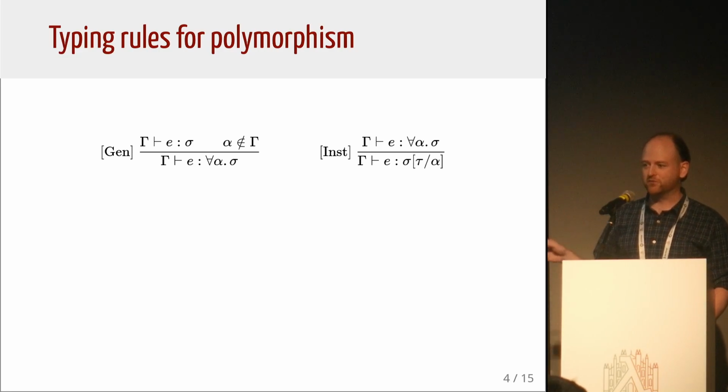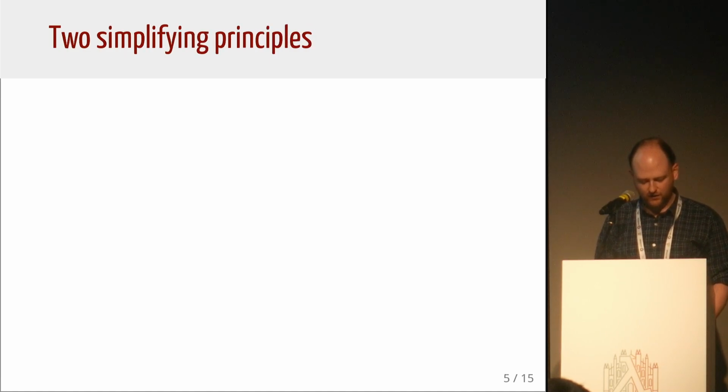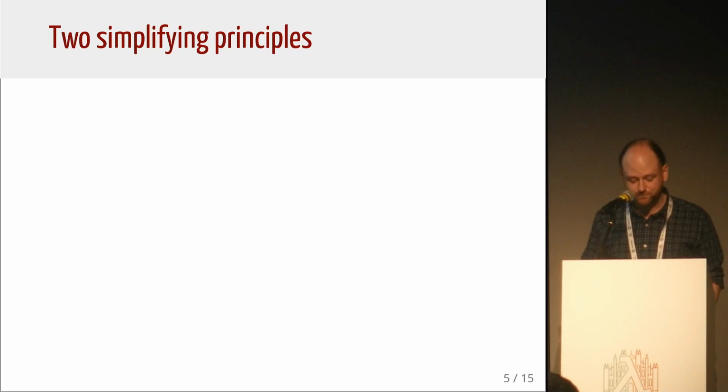The other problem that you have to solve when implementing this type system is, where should I do these two things? When exactly should I be instantiating stuff, and when should I be generalizing stuff? And to help us answer this question, there are two simplifying principles. And these are really, you can kind of squint and see them in the implementation of algorithm W in the original work, but they were, I think, explained in more detail by a later paper by Tofte.